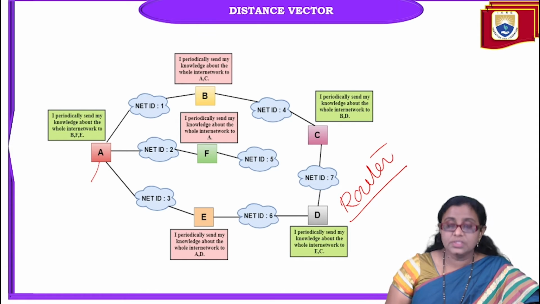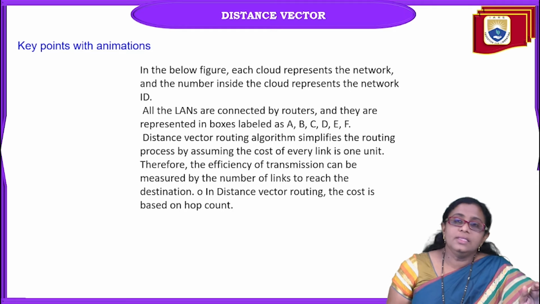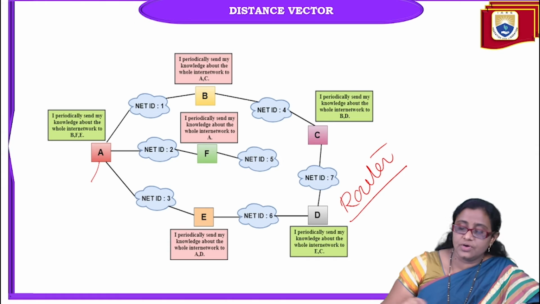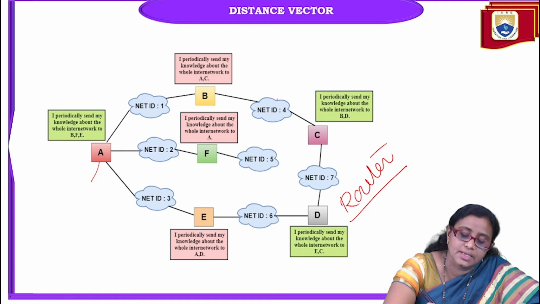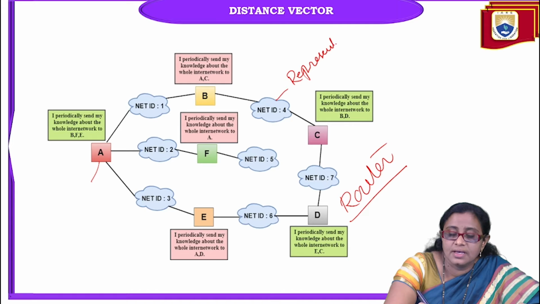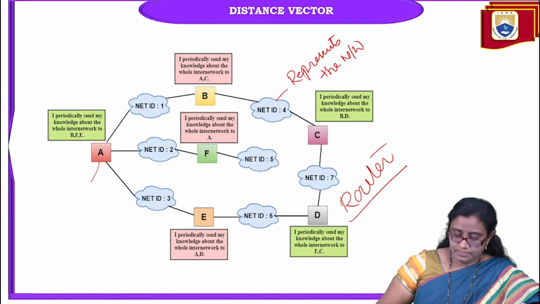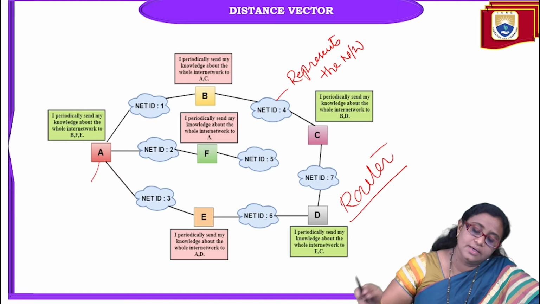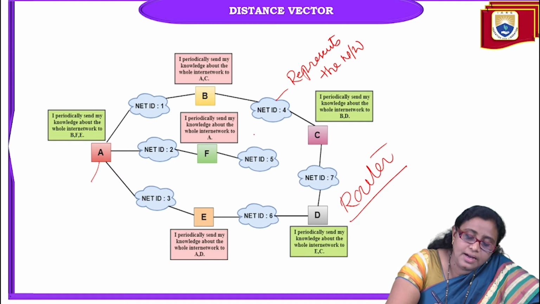According to this, if you take the below given figure, each cloud represents a network, and the number inside the cloud represents the network ID. Here, it is nothing but the network ID.